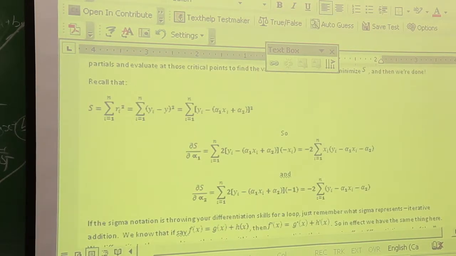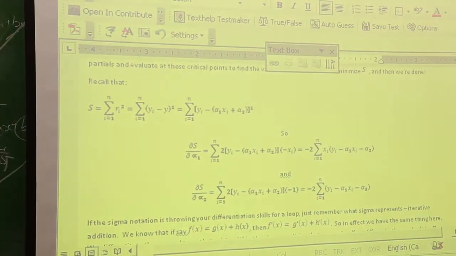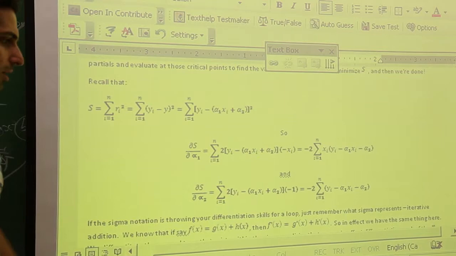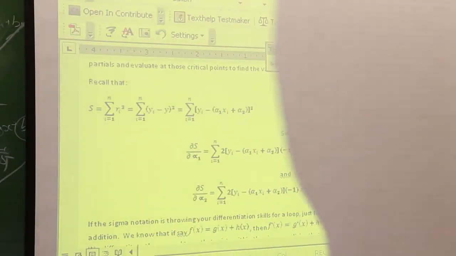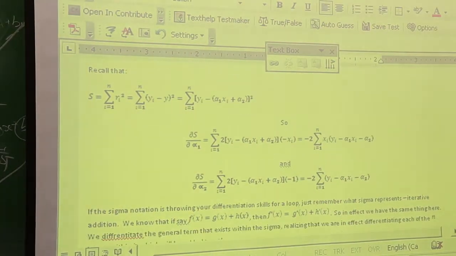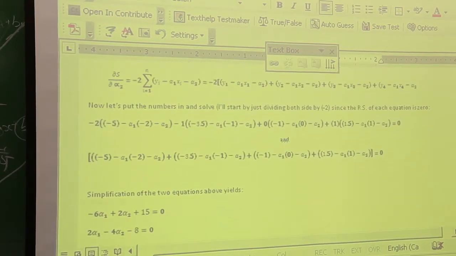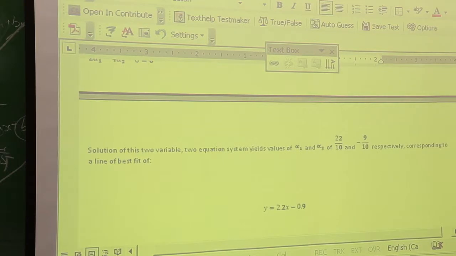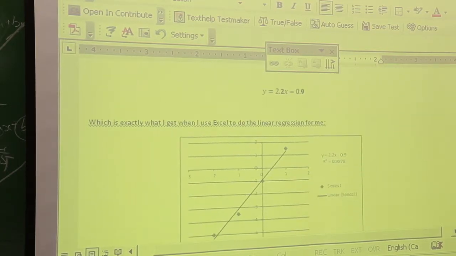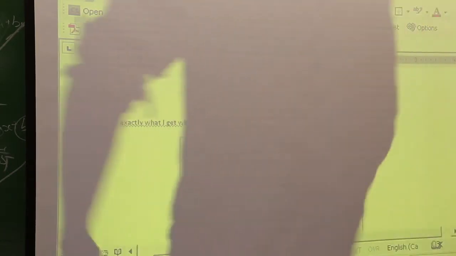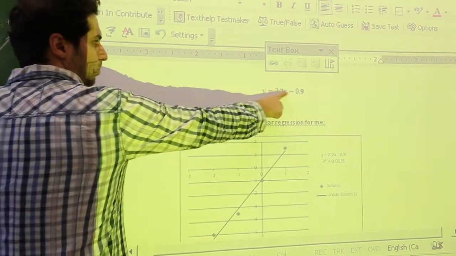You are taking calc, so you're used to seeing solid D's like that. You're not used to seeing partial D's. But the bottom line is, when you go through this math, you do end up getting this: y is equal to 2.2x, there's your slope, and there's your y-intercept.